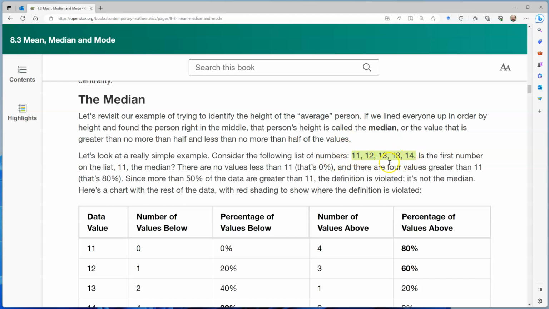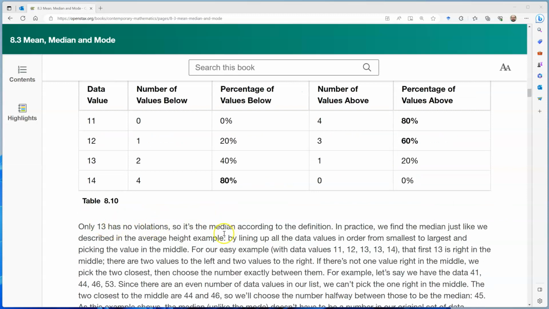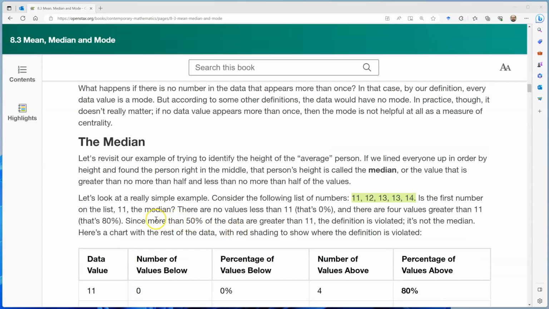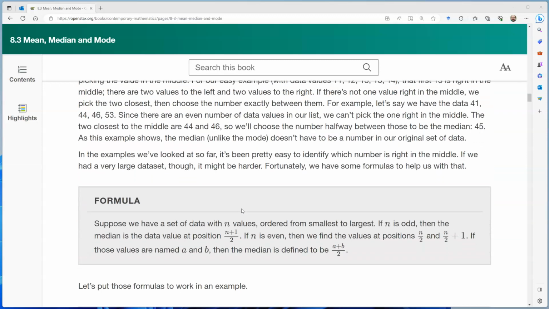So here we have that. And if you notice, 13 is smack dab in the middle. So in this case, 13 is our median. It lies at exactly the 50% point in our data. Looking at this chart, you can see that the number of values below 11 is 0, the number of values above is 80%, and so forth and so on. So only 13 has no violations, so it is the median according to the definition: no more than 50% of the data is less than or greater than it. So that's kind of a formal way of doing it.